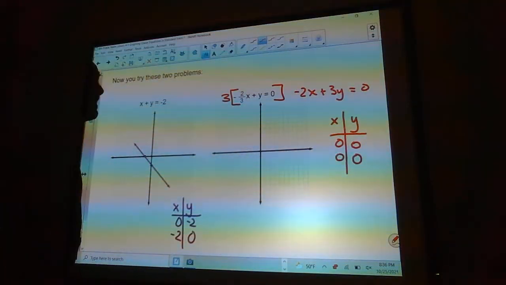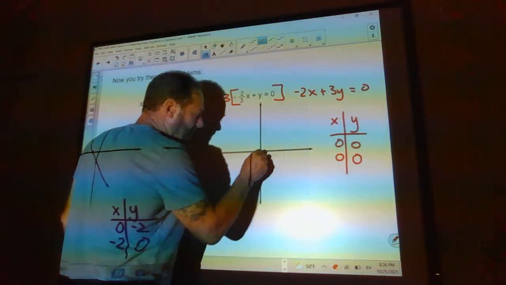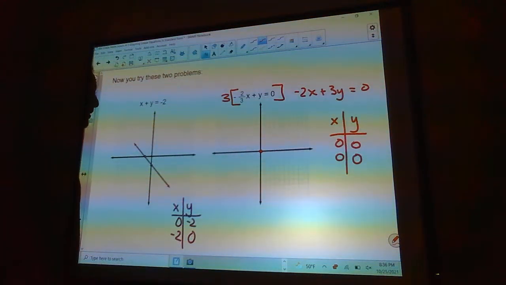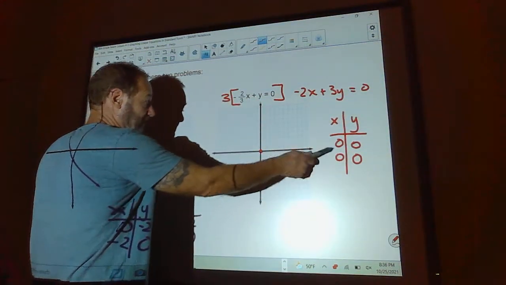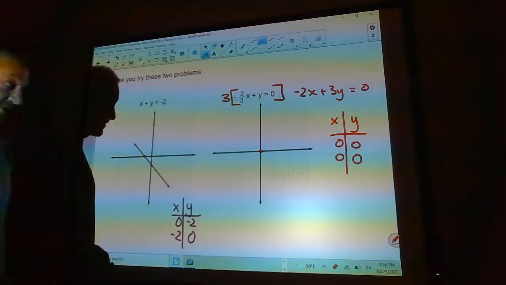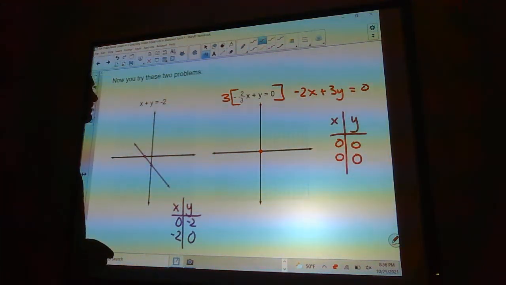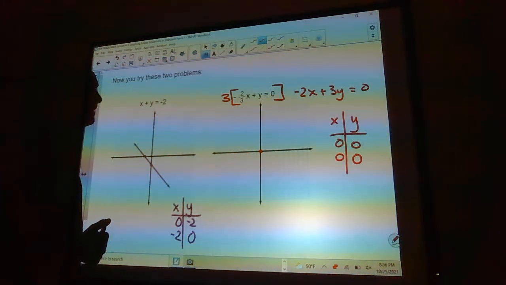All right, this is a problem because I just have the origin. It's both the x and the y-intercept. And it wouldn't have mattered if I'd have done it here. I would have got the same answers. So on this one, I have to find another point, okay? I just have to pick a point, whatever point I want.